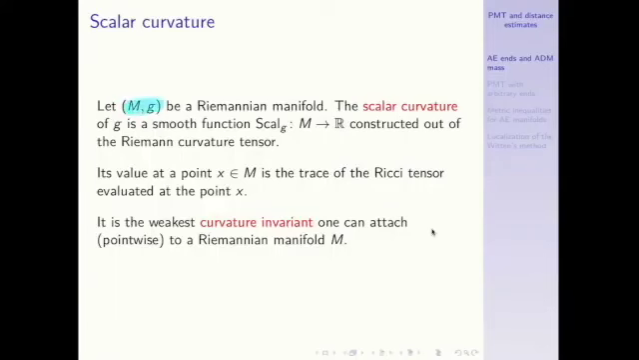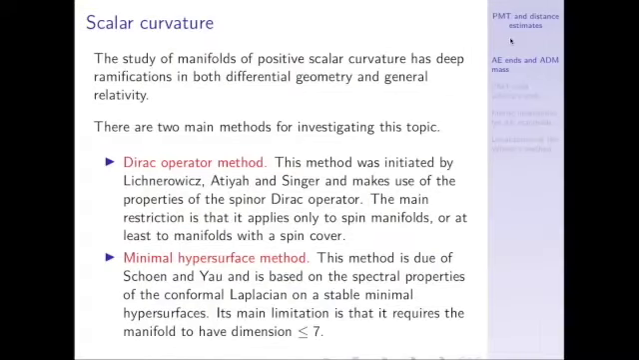For a Riemannian manifold M, let me recall that the scalar curvature is a smooth scalar valued function that is constructed out of the Riemann curvature tensor. It is the trace of the Ricci tensor, and it is the weakest curvature invariant that can be attached, at least pointwise, to a Riemannian manifold M. The study of manifolds of positive scalar curvature has deep ramifications in both differential geometry and general relativity.